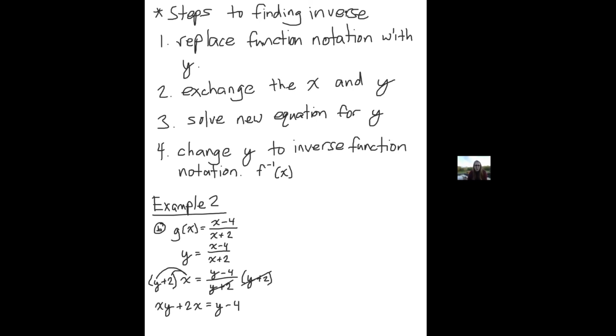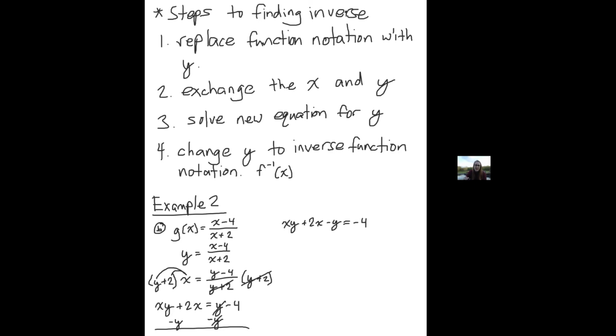For this next step, we want to get all of the terms that have y in them on one side and everything else on the other side. The first thing I want to do is move this y to the left side, so I'm going to subtract y from both sides. On the left side, we have xy plus 2x minus y. Notice we can't subtract y from the xy because x and y are being multiplied there. If they were being added, then we could cancel out the y's, but we can't do that in this case. On the right side, we're left with negative 4.